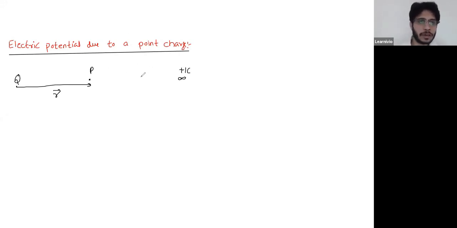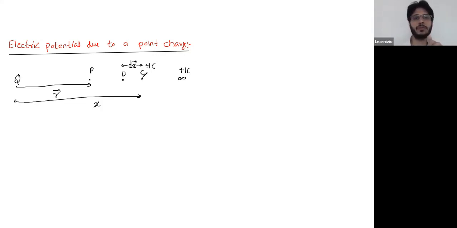To calculate that work done, I consider 2 points, a point C and point D, having a separation dx. This point C is at a separation x from the charge. First, I place this 1 coulomb charge at C. First of all, we will calculate work done from C to D. Then we will integrate it from infinity to R. And this is dx.